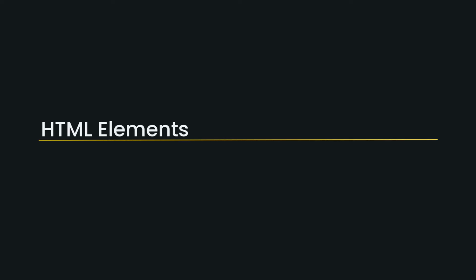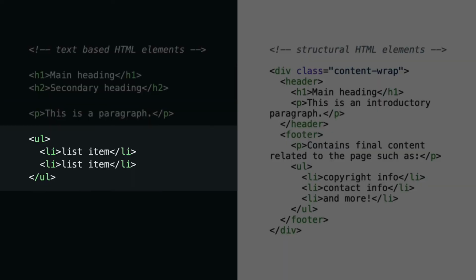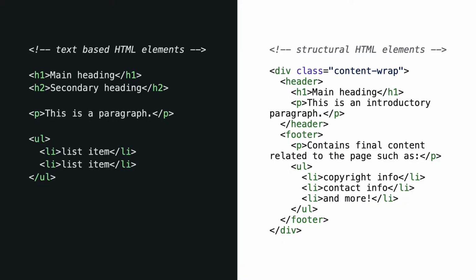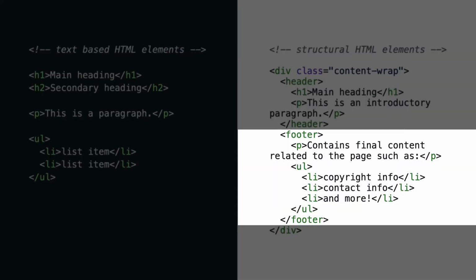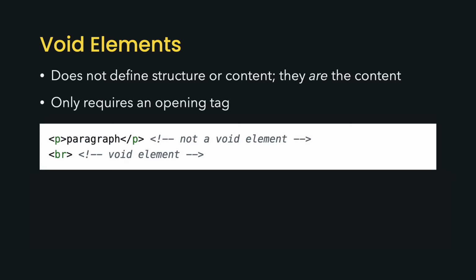There are many different types of HTML elements. Some are text-based, such as paragraphs, headings, and lists. There are other types of elements used to create the page structure and to organize content into related groupings, such as the div, header, or footer elements. There are also void elements, which aren't used to define structure or content. They are the content. While HTML tags are usually written in pairs, void elements are written using only an opening tag. A common void element is the BR tag, used to create a line break within a block of text.